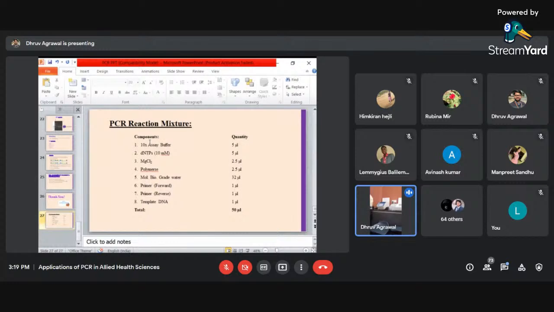So let's start the practical work. So tell me what do we require for PCR? One by one, and one person will give me one component only.